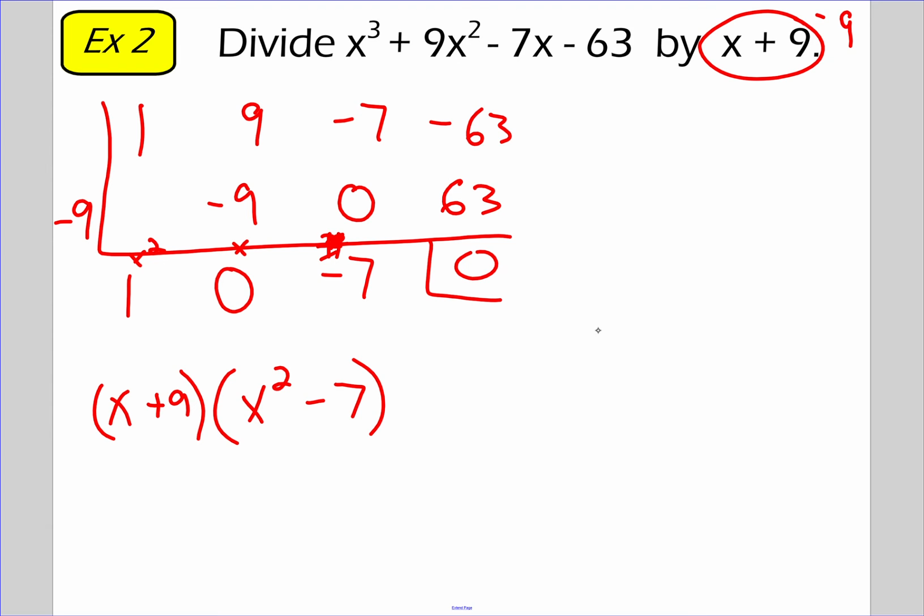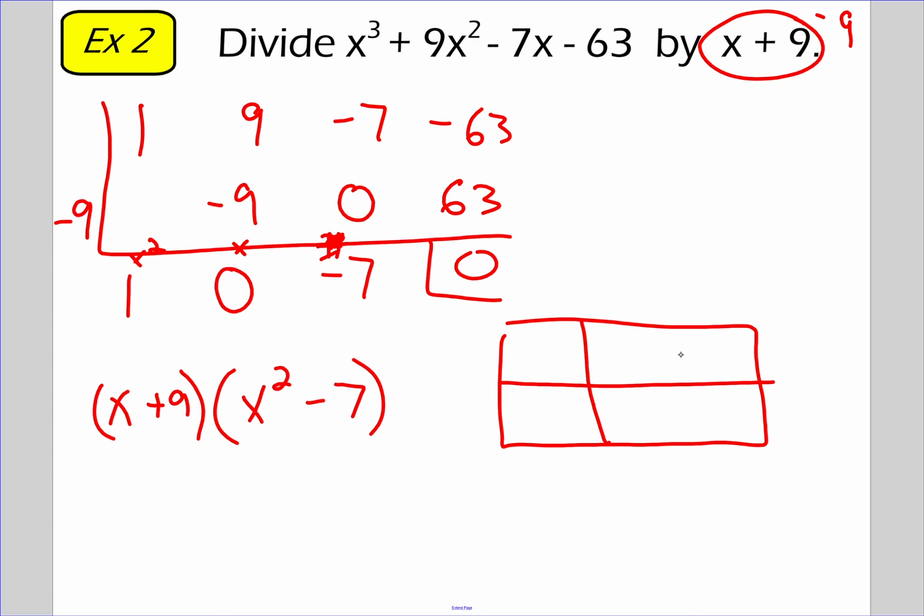If we go ahead and try out the area model, again, we have this cubic divided by a linear, so we're going to end up with a quadratic at the top. Here's my x plus 9. I'll have my x cubed, 9x squared, negative 7x, and negative 63. So we know we could put the x cubed in there. x times x squared is going to give me x cubed.